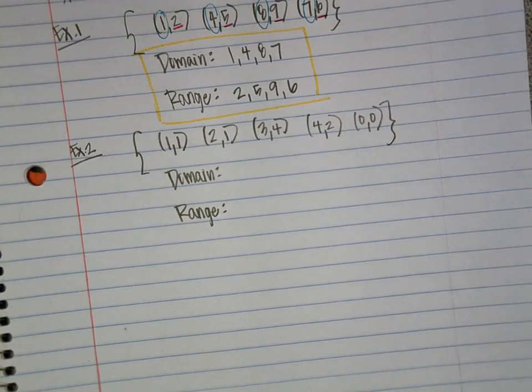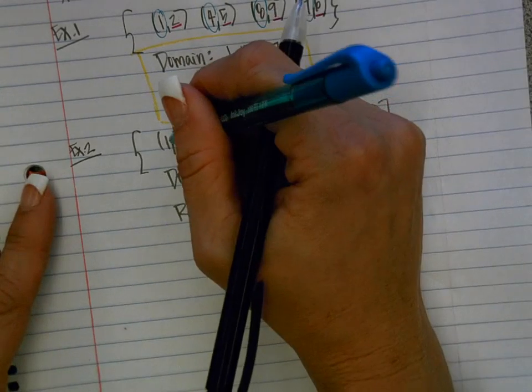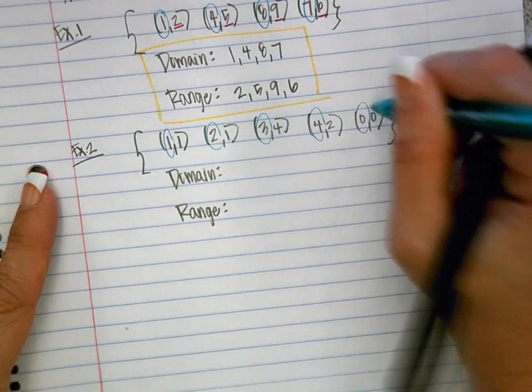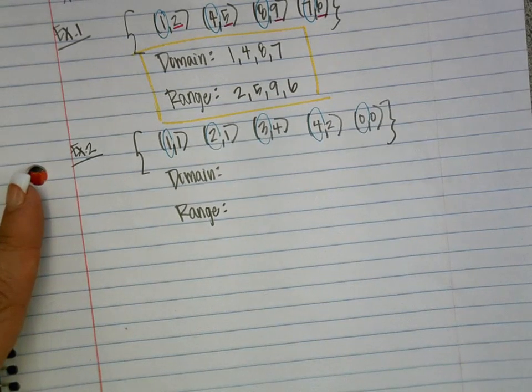So domain is just a list of all the x values. If it helps you to circle them or color code them or something like that, that's fine. I'm sorry? Is the x the first one? X is always the first one, yes, in the point. Remember, it goes x, then y.